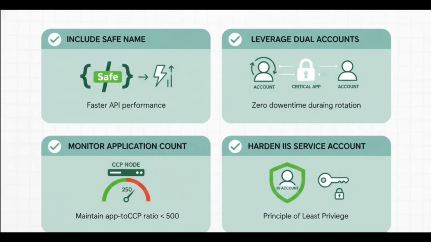Let's quickly run through a playbook of the do's for a great CCP implementation. First, do always include the safe name in your API calls for a massive performance boost. Second, do use dual accounts for your most critical applications so you never have downtime during a password rotation. Third, do keep an eye on how many apps are hitting a single CCP node. Try to keep it under 500. And finally, do lock down the IIS service account with the absolute minimum permissions it needs to run.